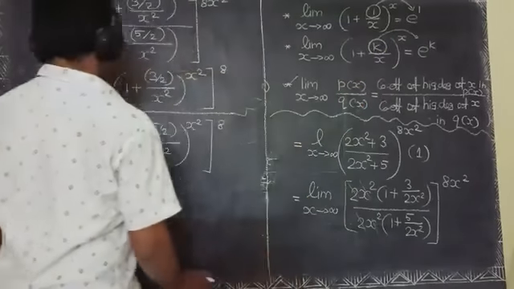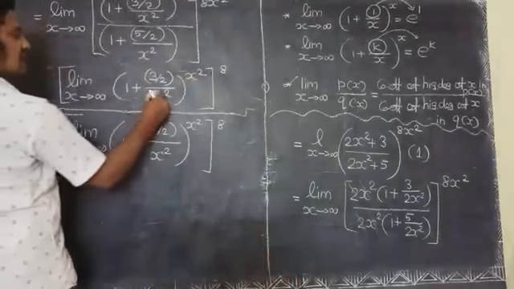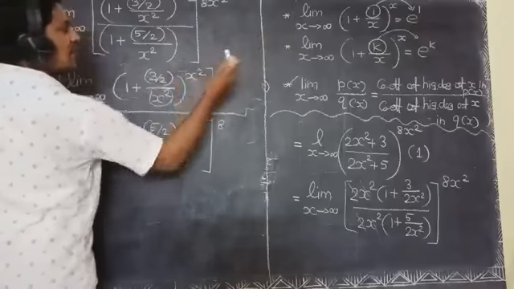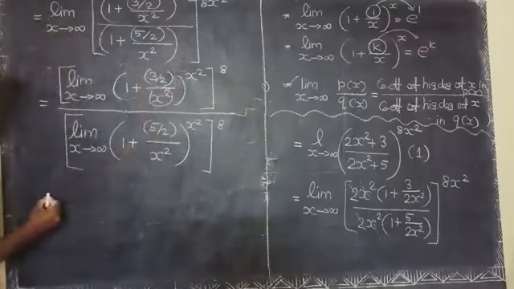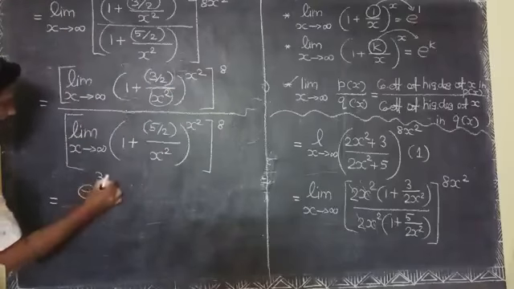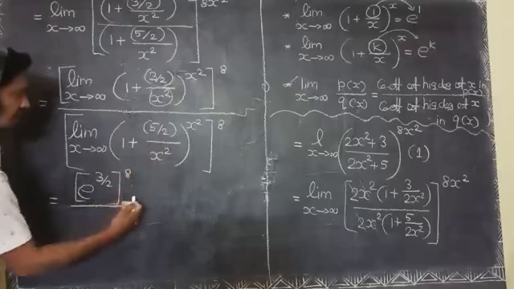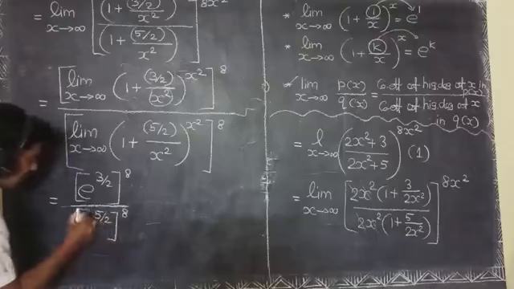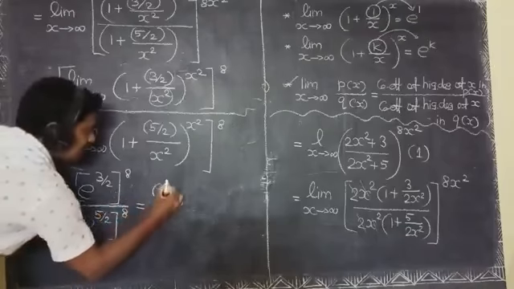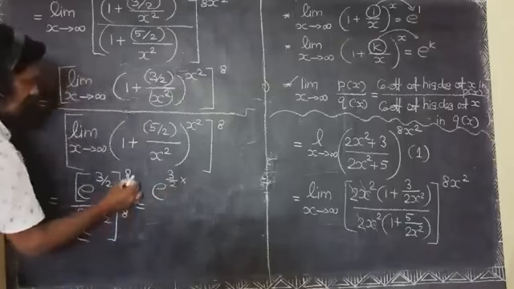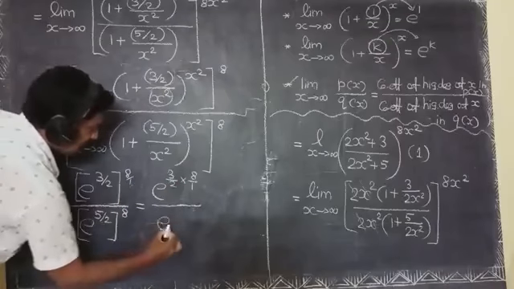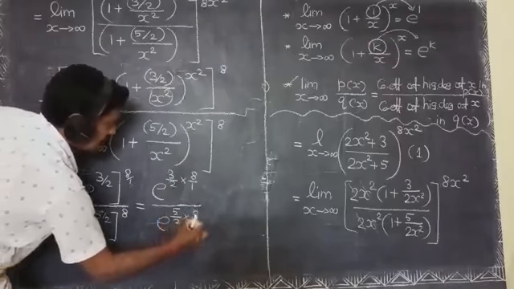Here, similarly, with the same procedure, the denominator is x square and the power is x square, both are the same, so using this result we get e power some constant, that is e power 3 by 2 whole power 8. This is the numerator. Then the denominator is e power 5 by 2 whole power 8. That is e power 3 by 2 into 8 divided by 1, divided by e power 5 by 2 into 8 divided by 1.